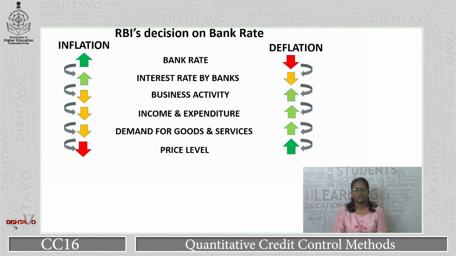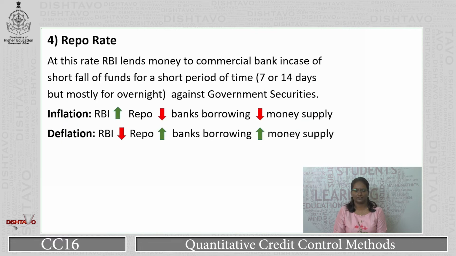The opposite needs to be done with deflation. At that time, bank rate will be reduced by the RBI. The fourth concept is repo rate. At this rate, RBI lends money to commercial banks in case of shortfall of funds for a short period of time. Normally it is 7 or 14 days and mostly it is for overnight against government securities.